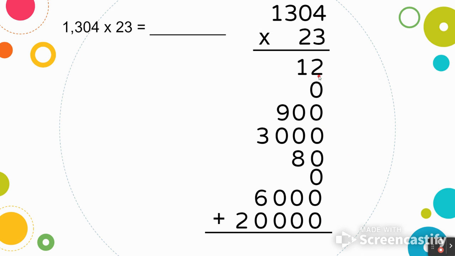We're going to start by adding the ones place. 2 plus nothing is 2. 1 plus 8 is 9. 9 plus 0 is 9. 3 plus 6 is 9. And nothing plus 2 is 2. So our product or answer to the multiplication problem is 29,992.